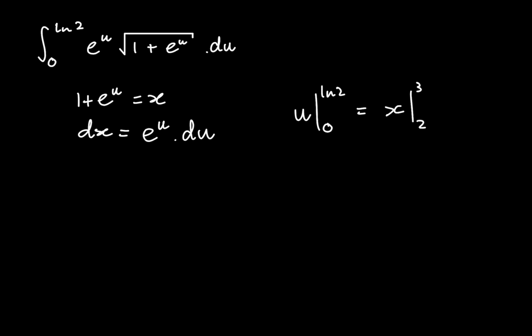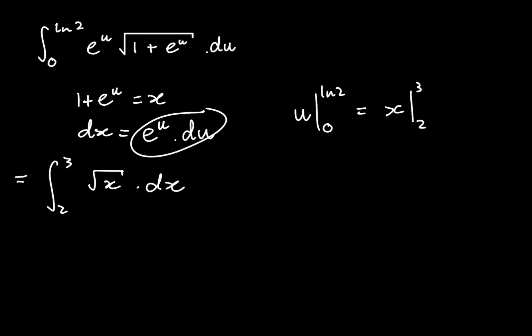So to get our new limits of integration, what we are doing essentially is we're taking our substitution and we are substituting in these limits to find our new limits of integration. Okay, so let's rewrite this integral now in terms of x. So we have now the integral from 2 to 3 of the square root of x dx, because I substituted in x for 1 plus e to the power of u, and I substituted in dx for e to the power of u du.